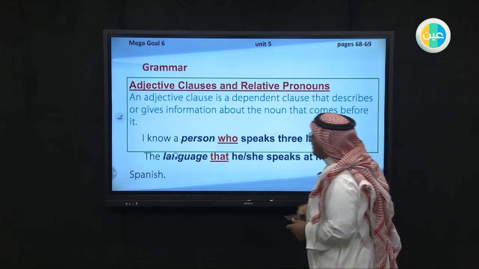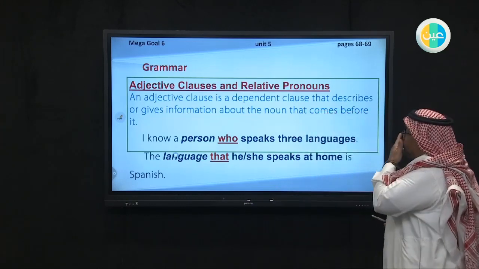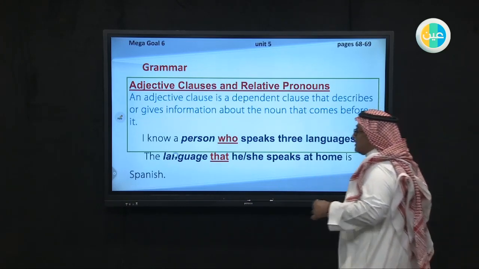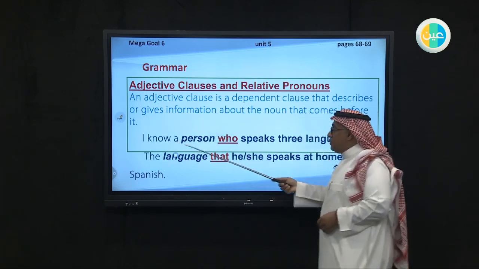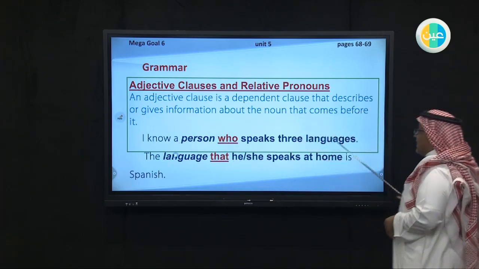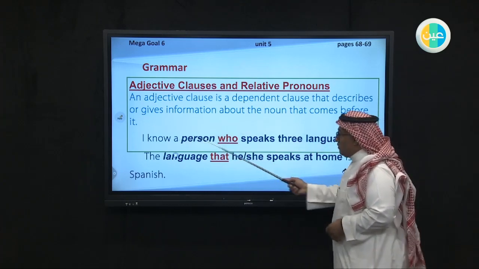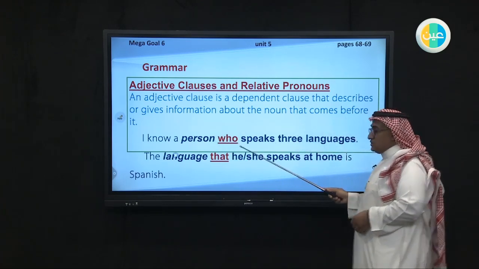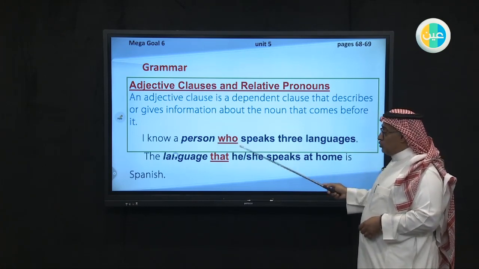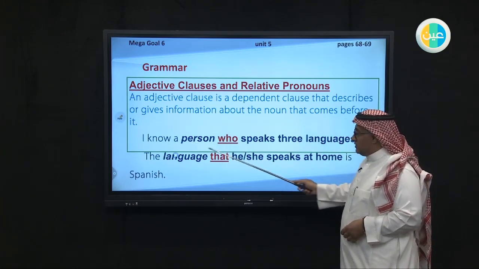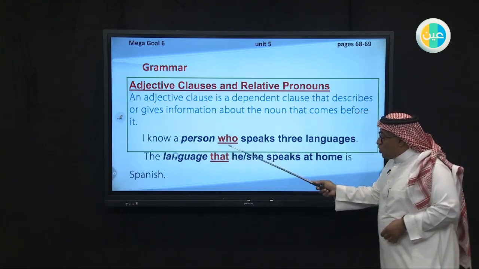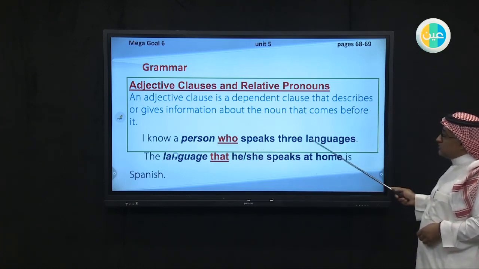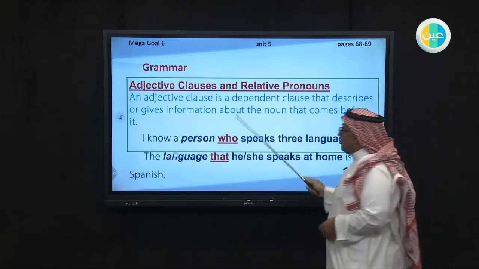More adjective clauses and relative pronouns. Okay, let's go to the example directly. I know a person who speaks 3 languages. Who is a relative pronoun. We use who because it is preceded by person. And we call this who speaks 3 languages an adjective clause.